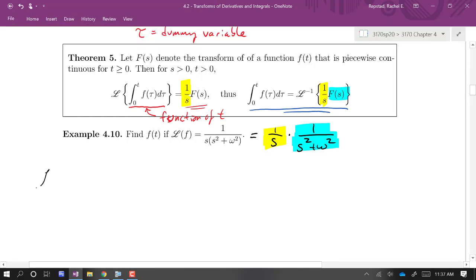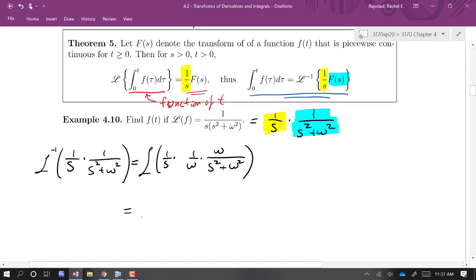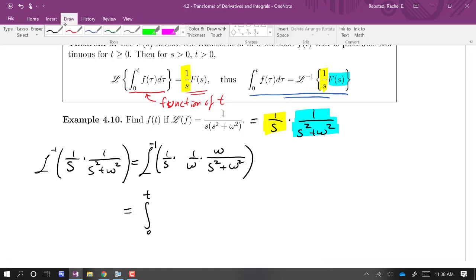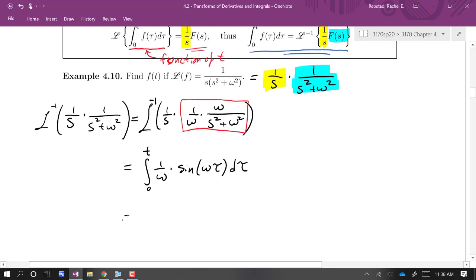So now, using that second equation, I've got the inverse transform of 1 over s times 1 over s squared plus omega squared is the inverse transform of 1 over s times 1 over omega times omega over s squared plus omega squared. Now this equation tells us that when I take the inverse transform, this is going to be equal to the integral from 0 to t of, the function that has this as its transform is 1 over omega times sine omega t, and it's sine of omega tau, d tau. So we're going to integrate this. Now 1 over omega is just a constant, so I could pull that out if I want.